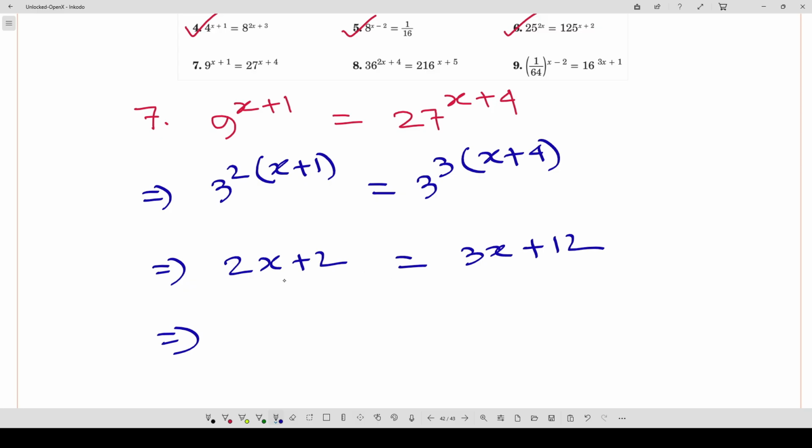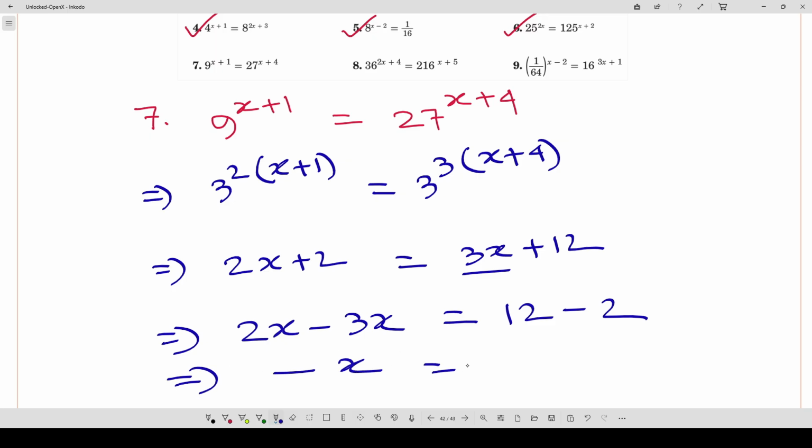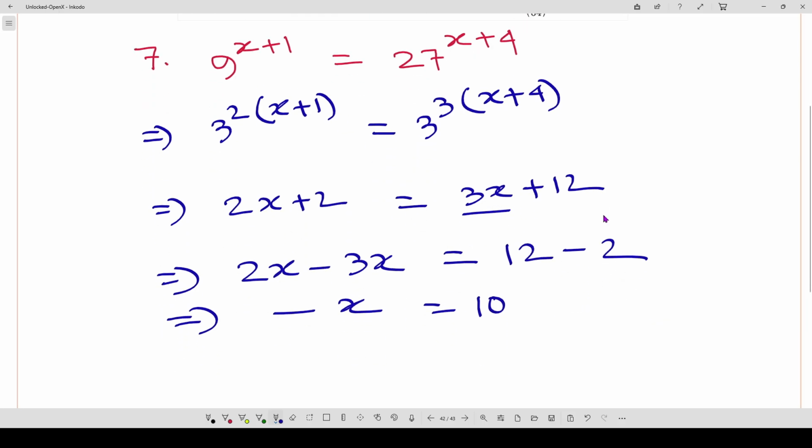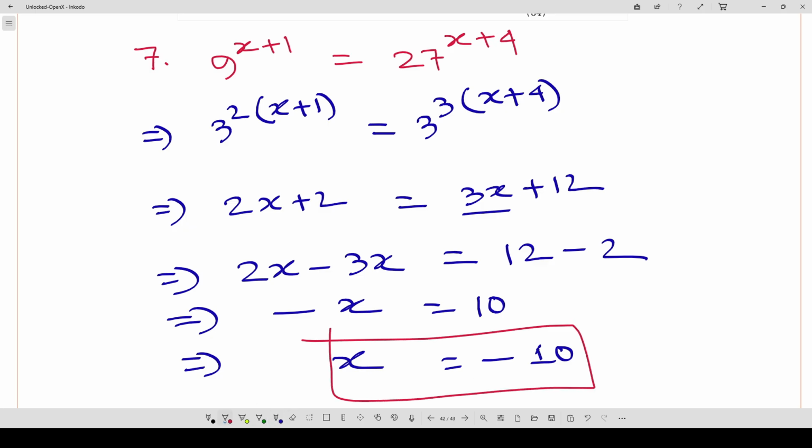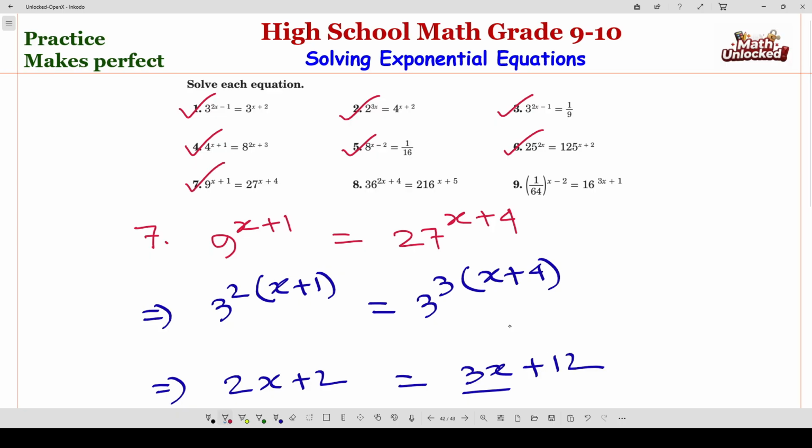Now we can subtract 3x from both sides, so 2x minus 3x, and also we can subtract 2, so these 2 will be out, and here will be 12, these 3x out, and plus 2 becomes minus 2. So here is minus x equals 12 minus 2, which is 10. Now we are dividing both sides by minus 1, so x equals minus 10. This is our answer. So question 7 done.